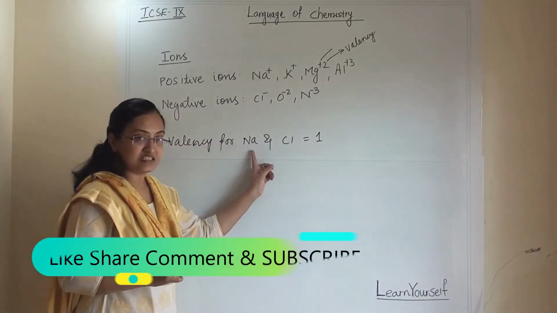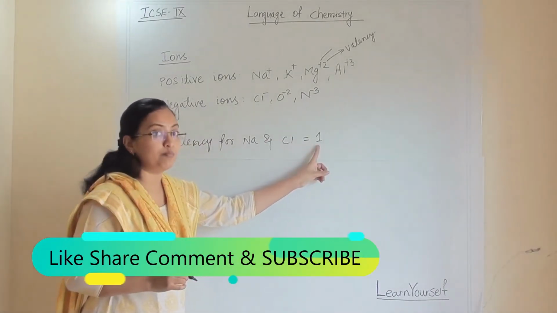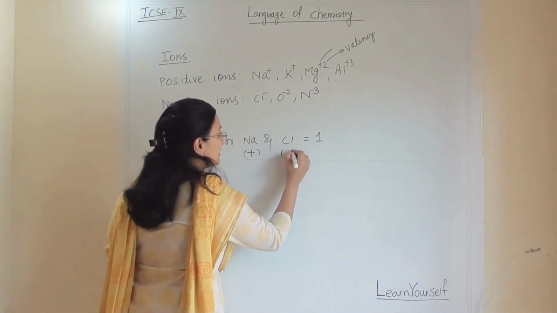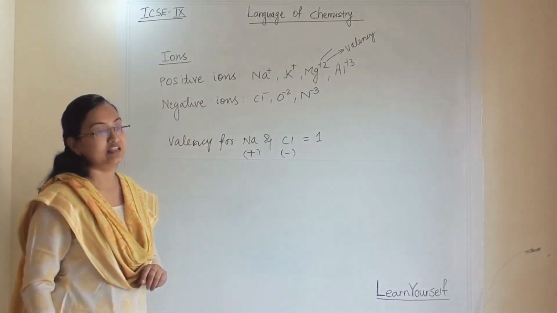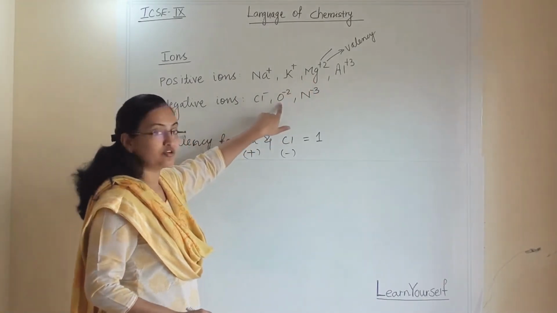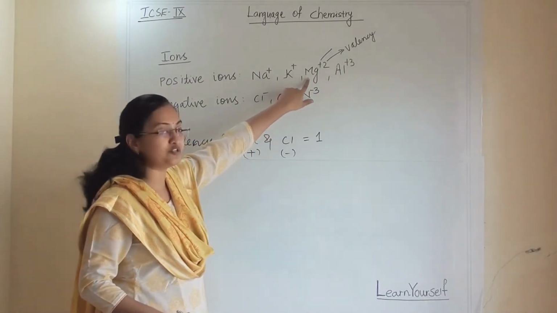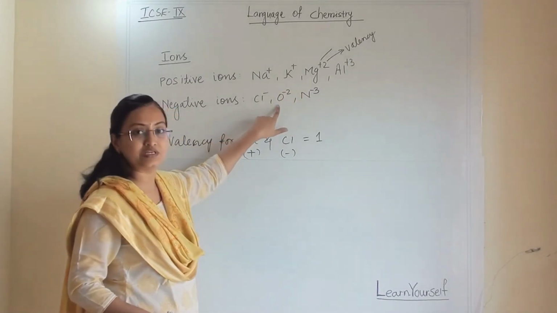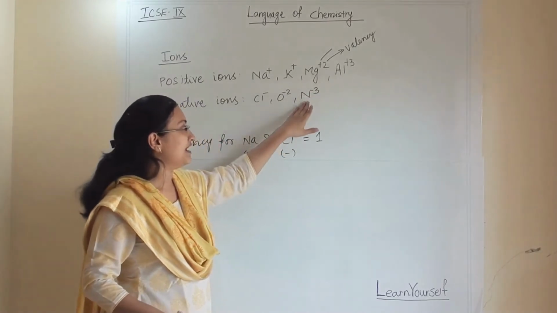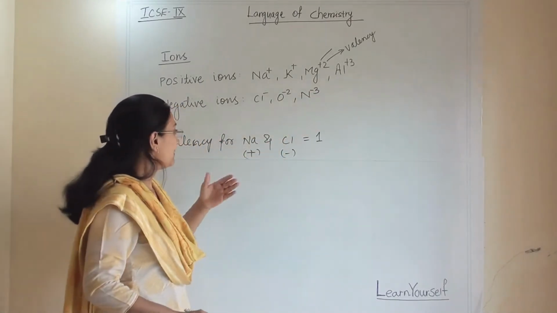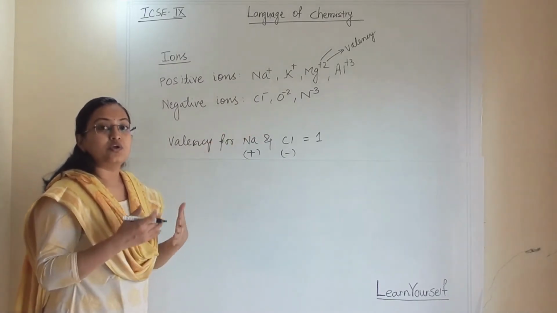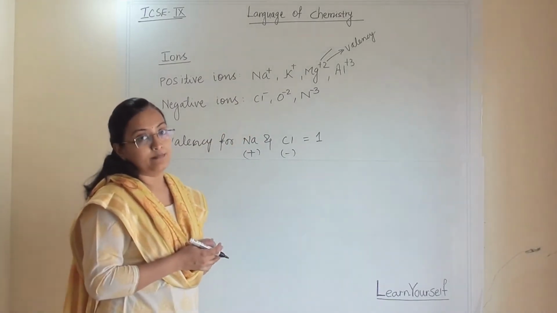Valency will remain the same for sodium and chlorine, but sodium is a positive ion whereas chlorine is a negative ion. Similarly, the valency for magnesium and oxygen is 2, but magnesium is a positive ion whereas oxygen is a negative ion. And similarly for aluminium and nitrogen. So from these ions, we are going to write a molecular formula.